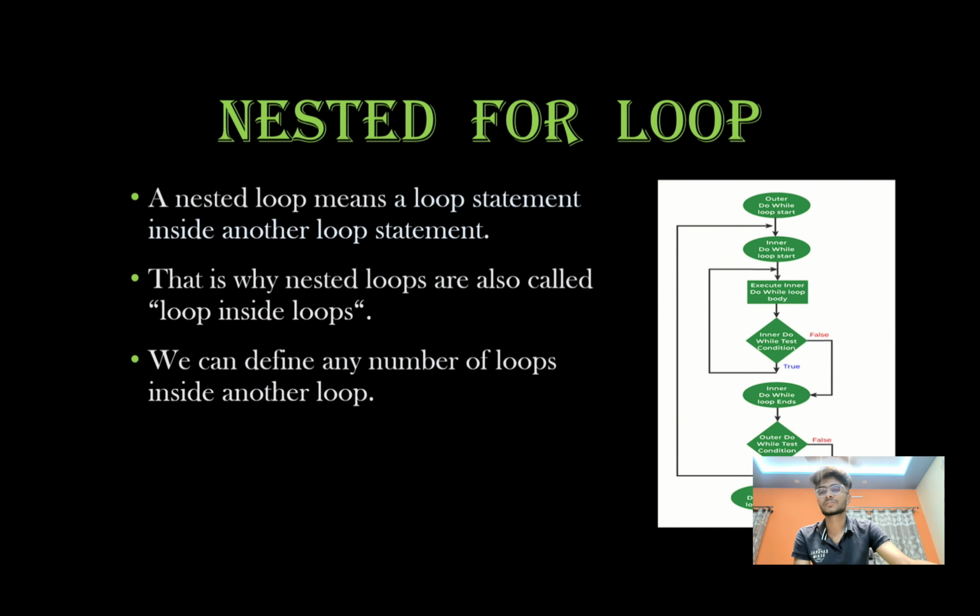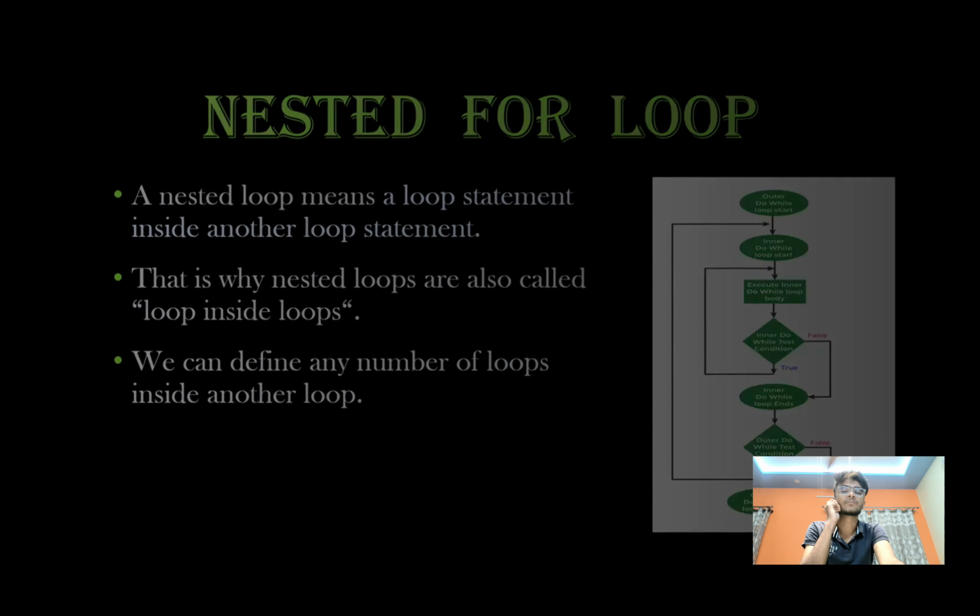So that was the first point. The second point is that a nested loop is called a loop inside a loop. As we place a loop inside another loop, it is also called a loop inside another loop. We can define any number of loops inside another loop. So if this glass is a loop, I can place n number of loops inside this loop. There's no limit that I should place only one loop inside another loop. I can place as many loops as I want inside this loop. That is what a nested for loop is.